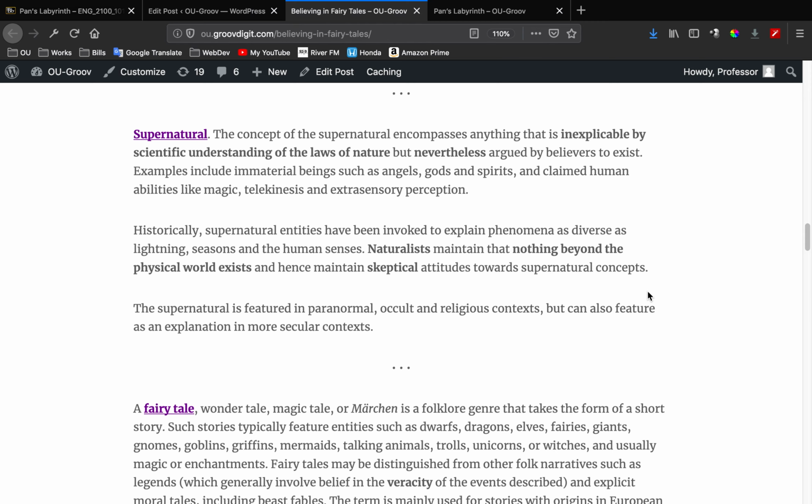Historically, supernatural entities have been invoked to explain phenomena as diverse as lightning, seasons, and the human senses. Naturalists maintain that nothing beyond the physical world exists, and hence maintain skeptical attitudes toward supernatural concepts. The supernatural is feared in paranormal, occult, and religious contexts, but can also feature as an explanation in more secular contexts.